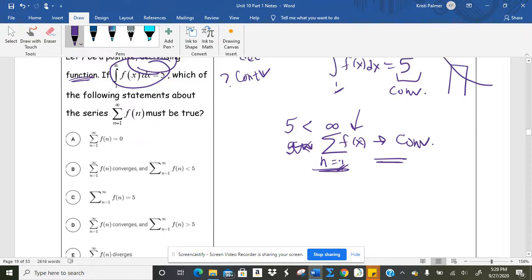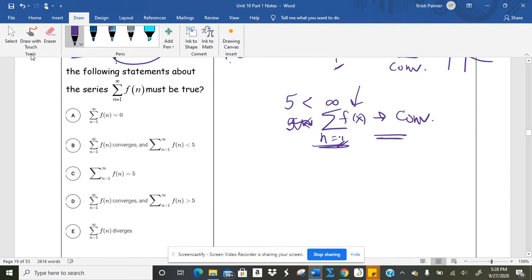So as I look at my answers, we don't know that. We definitely say, well, it's not going to equal 5, and it definitely doesn't diverge. So we have, yep, converges. That's the true part. And then here's the harder part, which one of these is it going to be? Well, we just said it had to be greater than 5 because it was from a left Riemann sum. Okay.